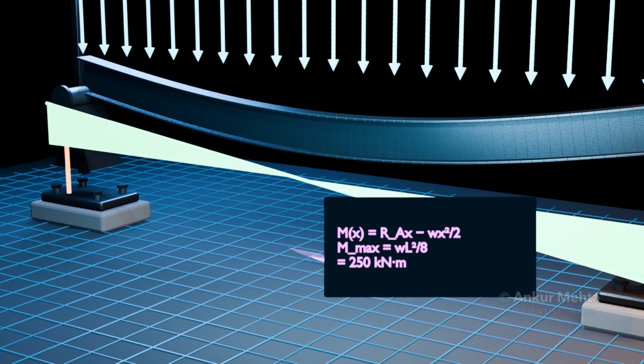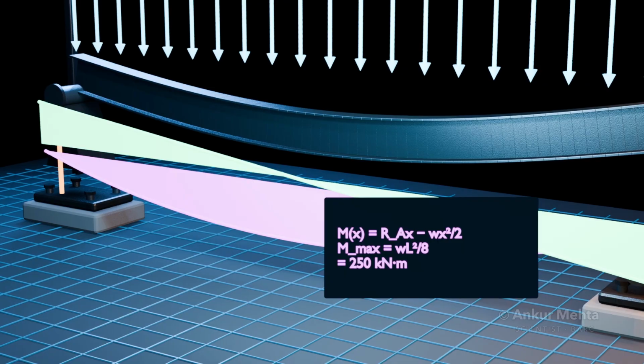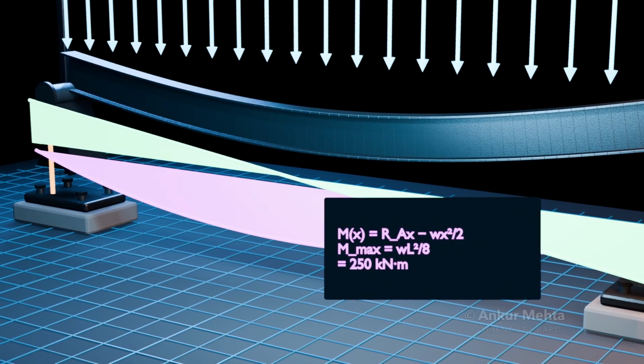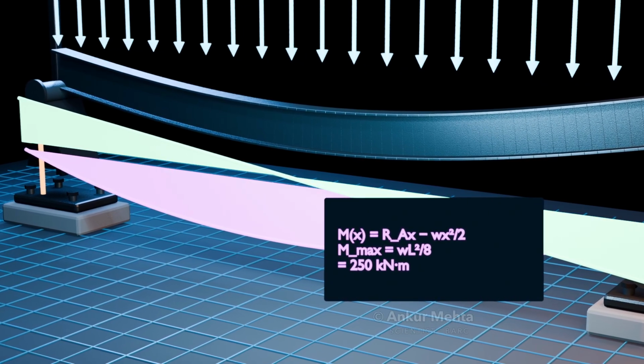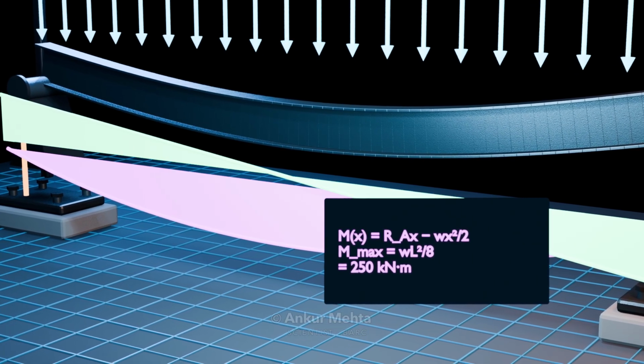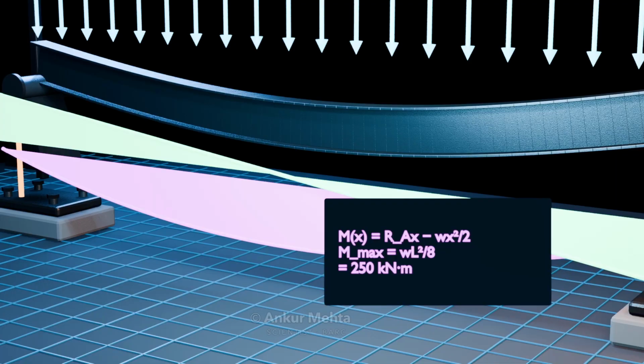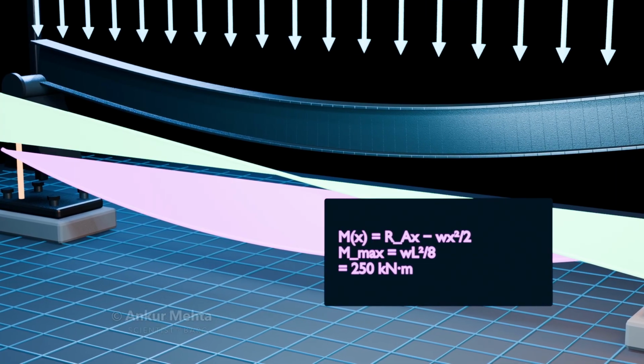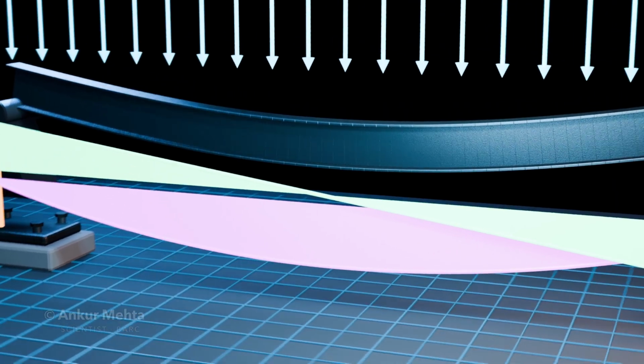Bending moment is the area under the shear diagram. It is zero at both simple supports and varies parabolically across the span. The maximum sagging moment occurs where shear becomes zero at midspan, with a value WL squared over 8, or 250 kilonewton meters.